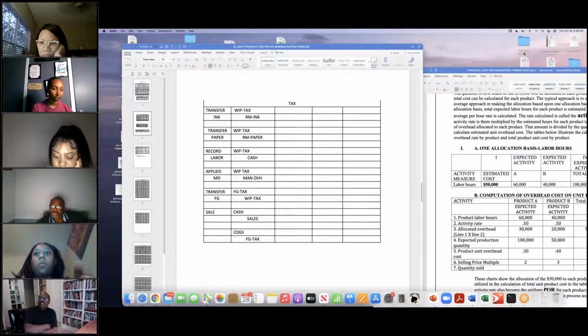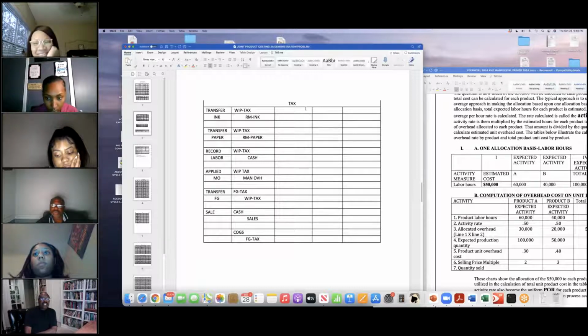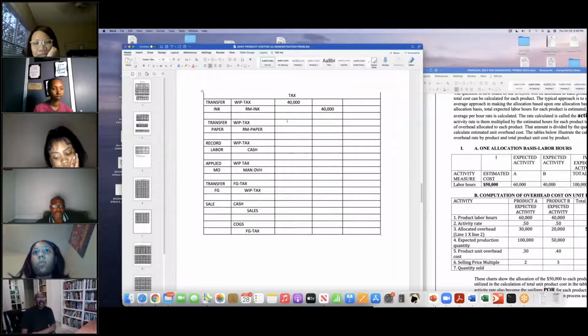Okay, do we have those journal entries made and posted? You got them made? All right, Mendez, tell us how much ink you work with. 40,000. So we debit work in process ink 40,000 and credit ink 40,000. And what about for the paper? 40,000.